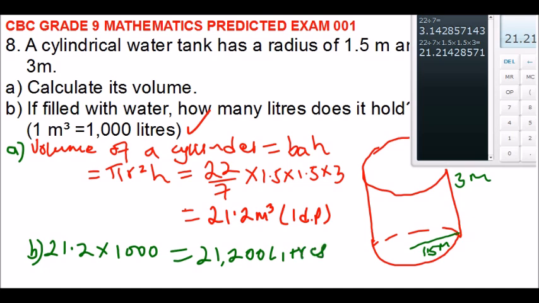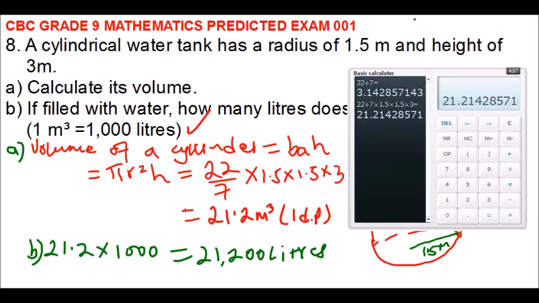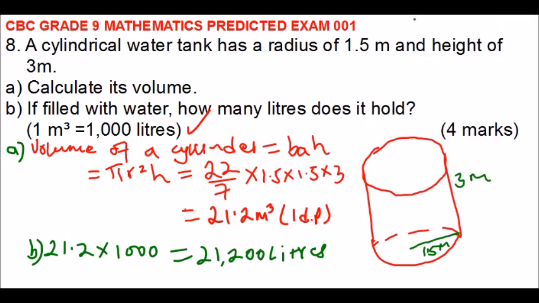Remember, writing units is very important, so that you'll be able to get how many marks? Let me see. You get 4 marks. So that is how you work that out, and you get the correct answer there. You get full marks.